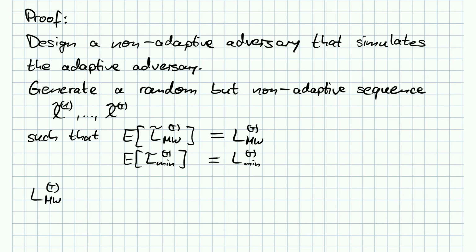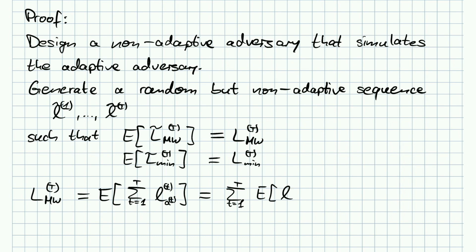The expected cost that the adaptive adversary causes our algorithm to have is the expectation of the sum of all these LT, AT. And we can now use linearity of expectation to say that, instead of taking the sum of these random variables and then taking the expectation, we might also take the expectation of each of these random variables individually, and then we take the sum.